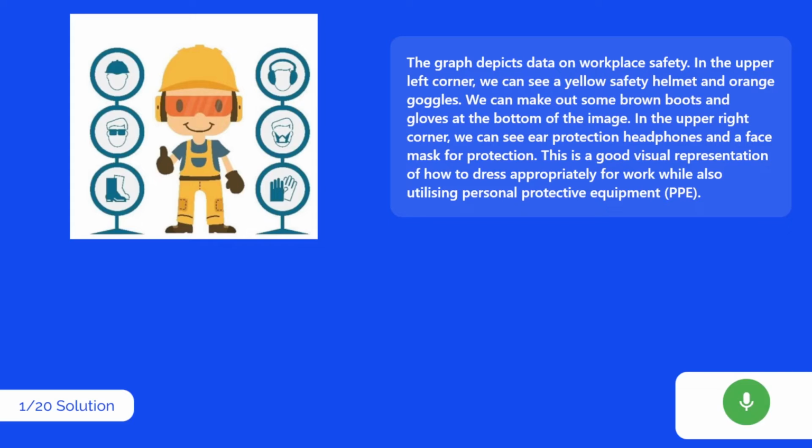The graph depicts data on workplace safety. In the upper left corner, we can see a yellow safety helmet and orange goggles. We can make out some brown boots and gloves at the bottom of the image. In the upper right corner, we can see ear protection headphones and a face mask for protection. This is a good visual representation of how to dress appropriately for work while also utilizing personal protective equipment, PPE.